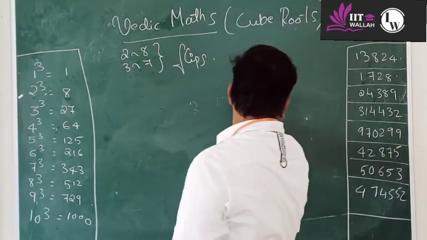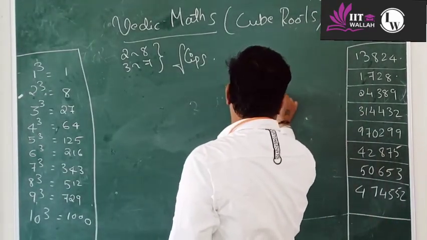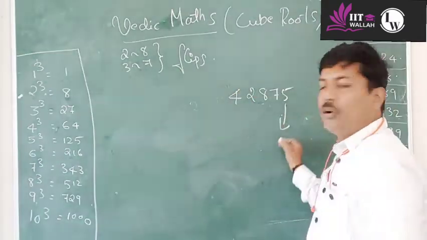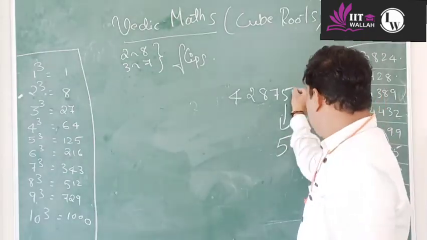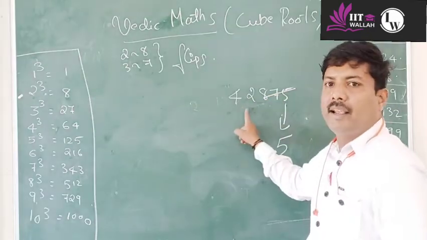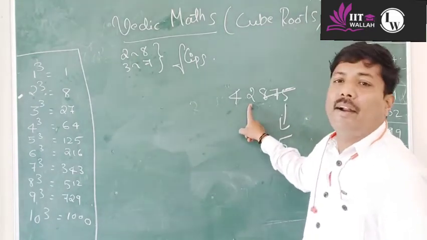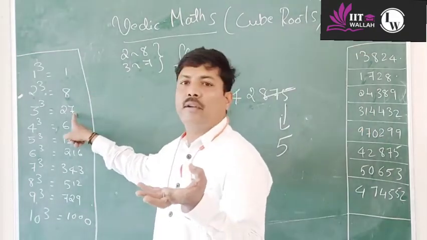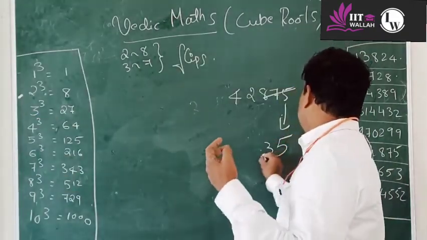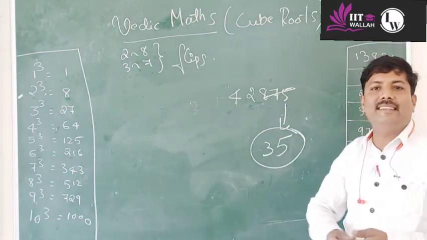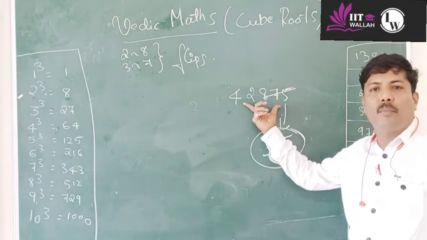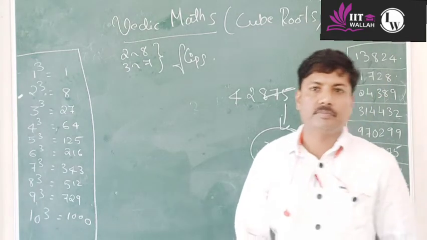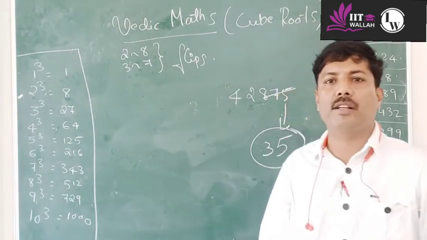Like 9, 4, 2, 8, 7, 5. Right? If it ends with 5, its cube root also ends with 5. Then cut the first 3 digits, and the number remaining here is 42. The perfect cube nearby, below 42, is 27. And the cube root of 27 is 3. So we easily get the cube root of this big number within 2 or 3 seconds. This is the magic of Vedic mathematics. Understood clearly? I hope you understood.